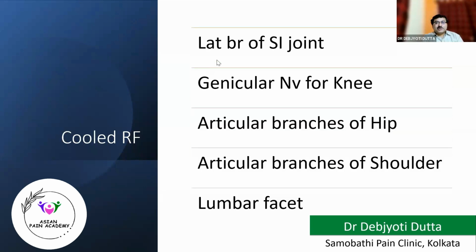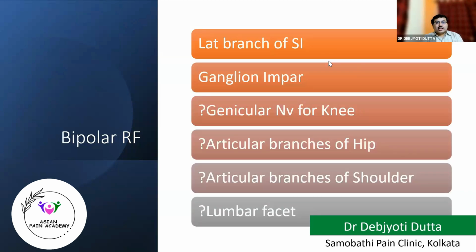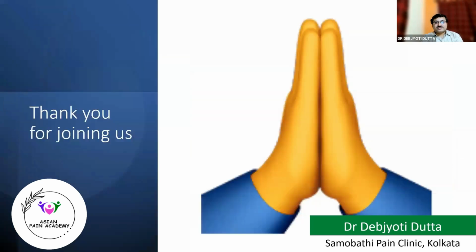Okay. Now coming to cooled radiofrequency. As I told, cooled radiofrequency is preferred where our nerve location is not very precise. For example, the sacroiliac joint, genicular nerves of the knee, articular branches of the hip joint, articular branches of the shoulder joint, and sometimes for the lumbar facet joint also, cooled radiofrequency can be used. Now, bipolar radiofrequency can be used for the lateral branches of the SI joint, almost similar to cooled radiofrequency, where our location is not very accurate. Then we can use bipolar radiofrequency, as with bipolar radiofrequency the lesion size is slightly more.